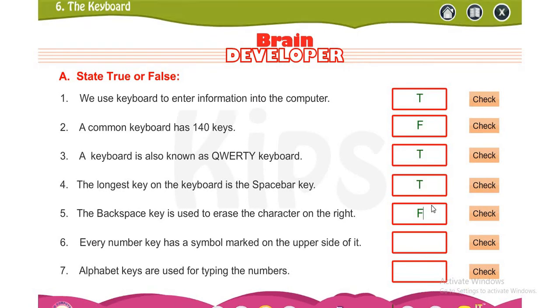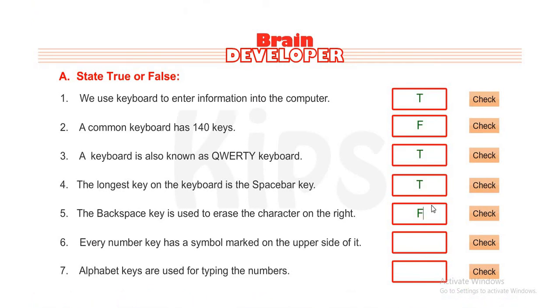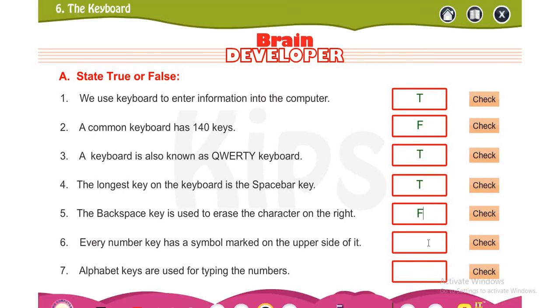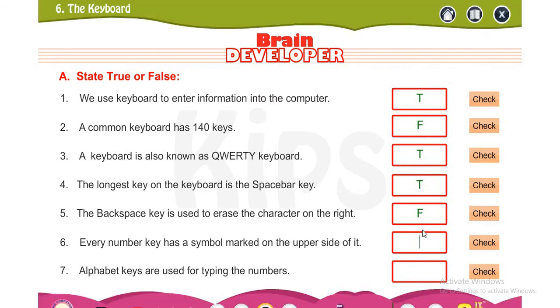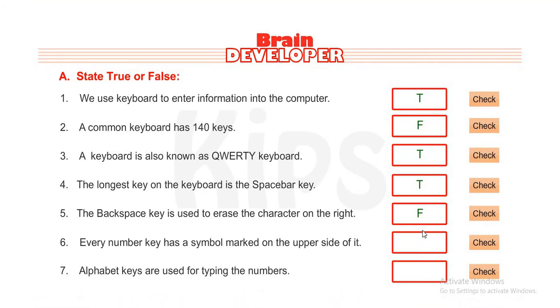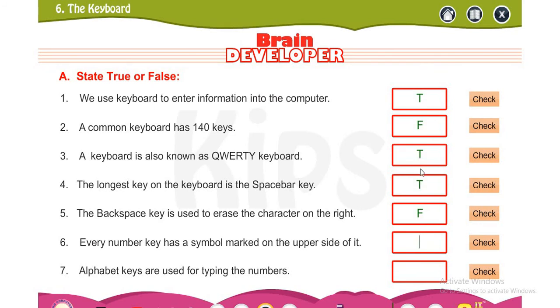Every number key has a symbol mark on the upper side of it. So on your keyboard, just see the same on page number 53 in the number key. There are numbers 1 to 0. On the upper side there are some symbols present. So it is true, symbols are present on the number key.